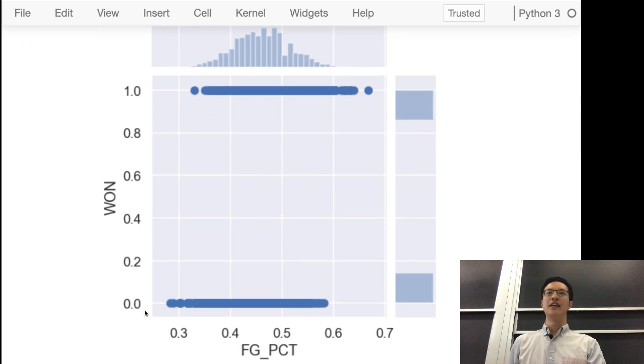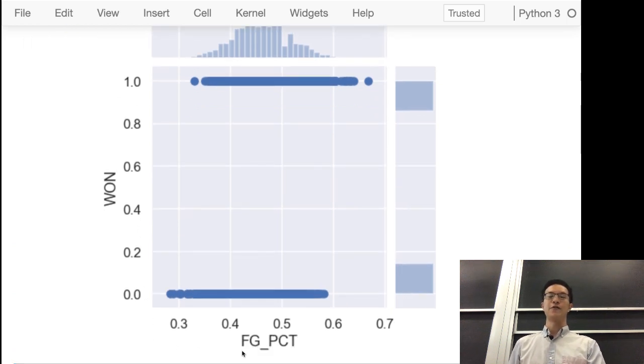Okay, what are we looking at here? We have here the field goal percentage on the x-axis, which says if you're higher up on the x-axis, your team made more shots. This is the proportion of shots made. And on the y-axis, we have here whether the team won or lost. So a 0 means the team lost, a 1 means the team won.